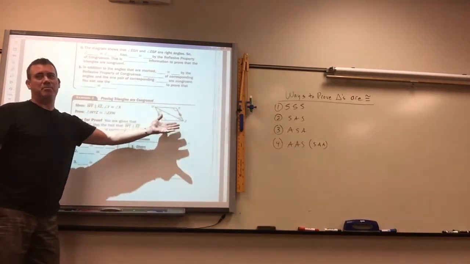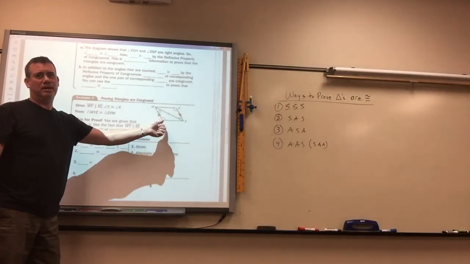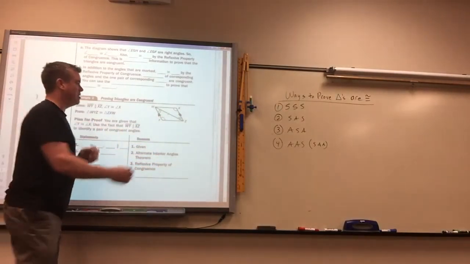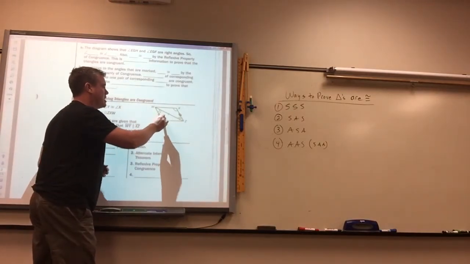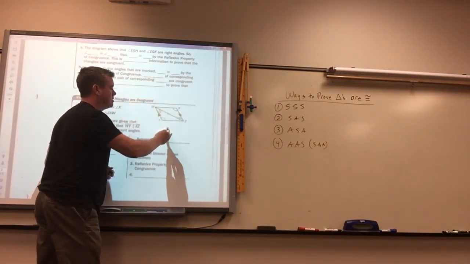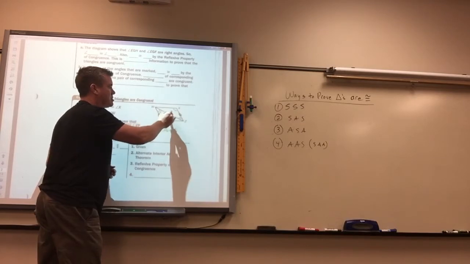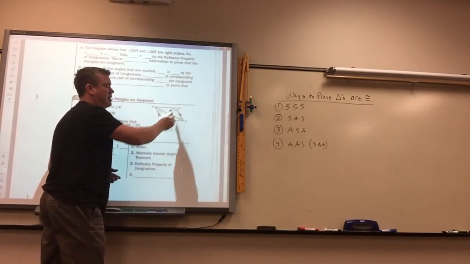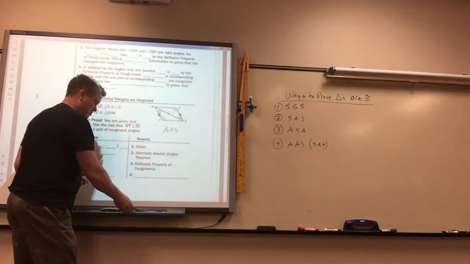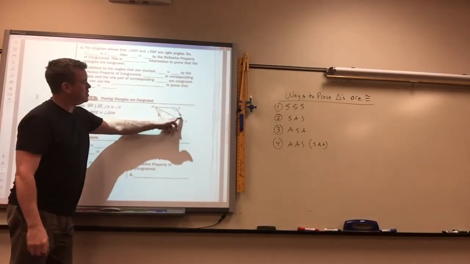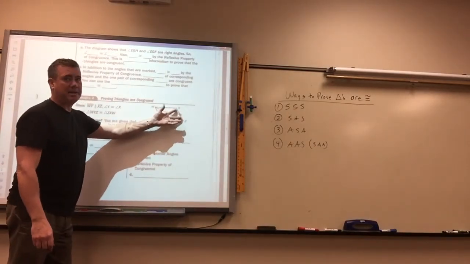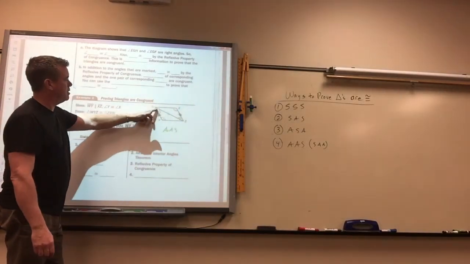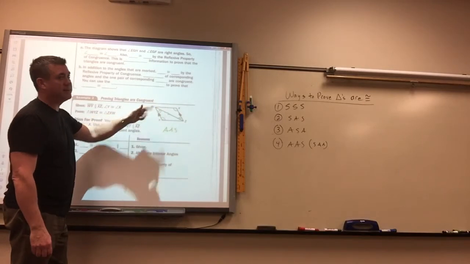So here's an example of angle, angle, side. If you start here, it goes angle, angle, side. Or if you go backwards, it would go side, angle, angle. So remember, you can skip a side if the angles are back to back like that. But you can't skip all the way from here over to there because you're skipping a side and an angle.